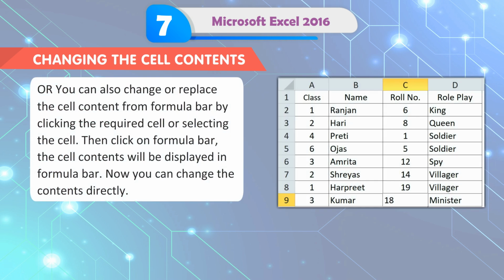Or you can also change or replace the cell content from the formula bar by clicking the required cell or selecting the cell. Then click on the formula bar. The cell contents will be displayed in the formula bar. Now you can change the contents directly.